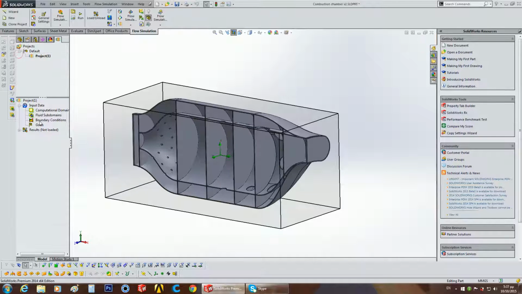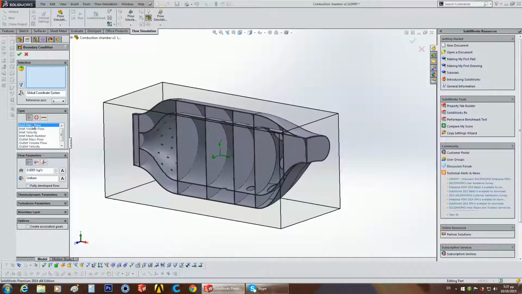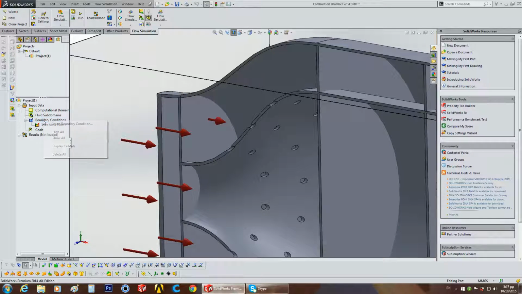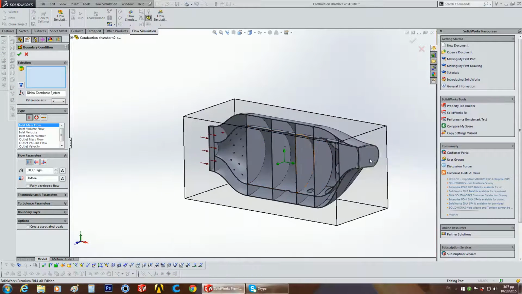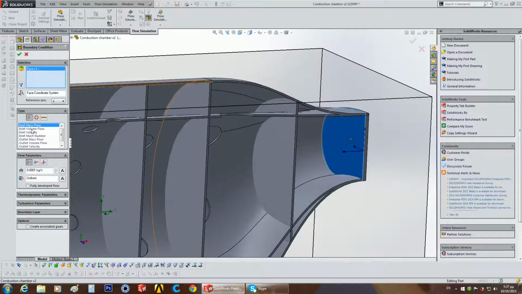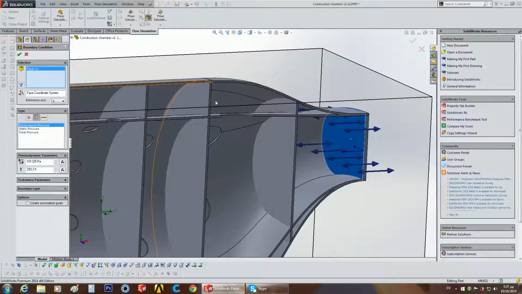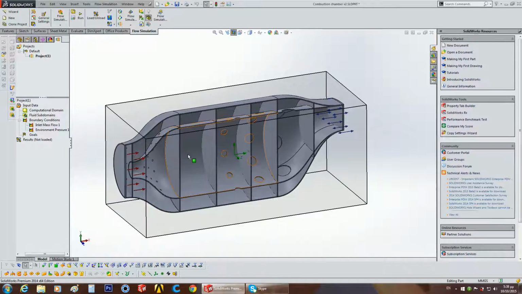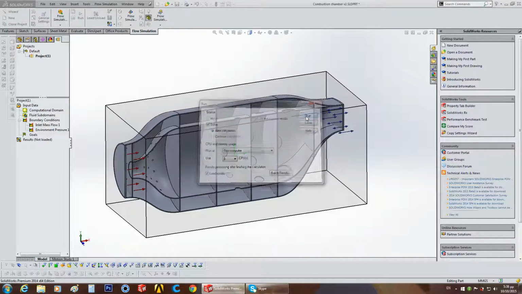Okay. So for boundary conditions, I'm going to apply 1 kg/s for simplicity, in order to know easily how much air goes in the liner and outside. So 1 kg/s, and on the outside, environment pressure. So we don't need anything else at the moment. So run the study.